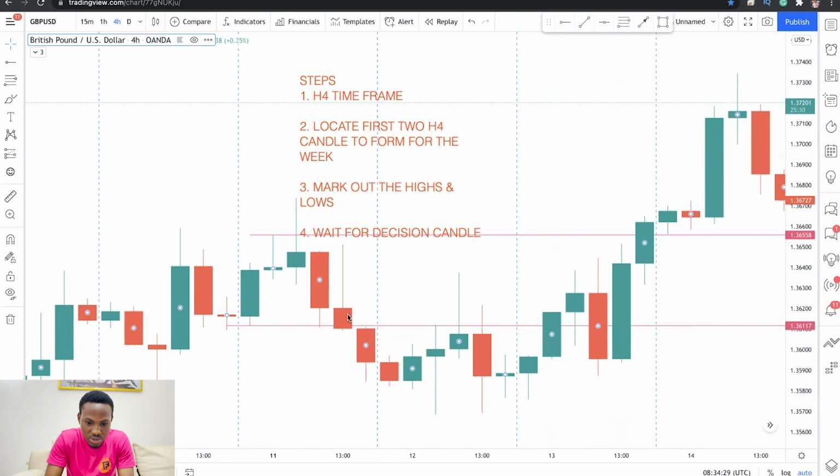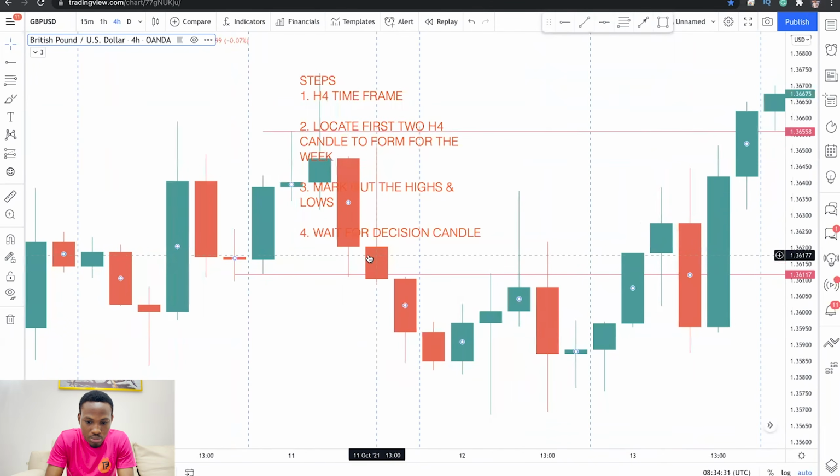A decision candle is any candle that first breaks out of the high or the low. The body of the candle breaks either above the high or beneath the low. That is the decision candle. Like for this week, we have the decision candle at this point. This was the decision candle. Why? Because the body of this candle broke beneath this low.